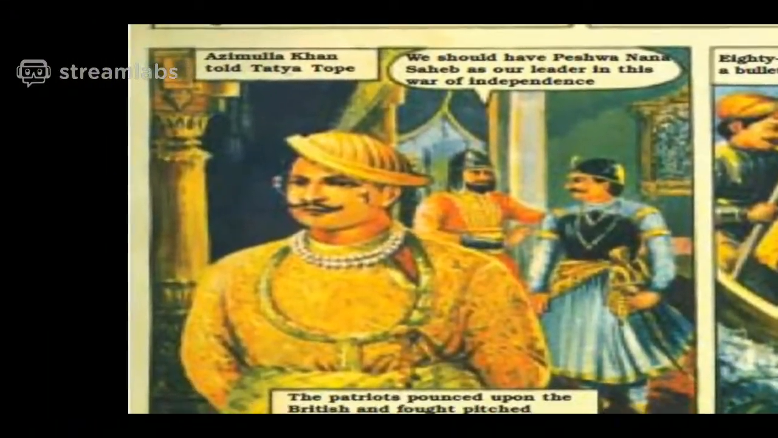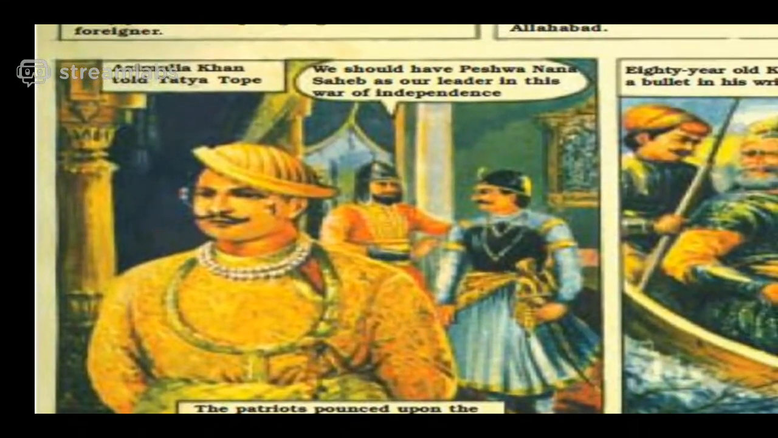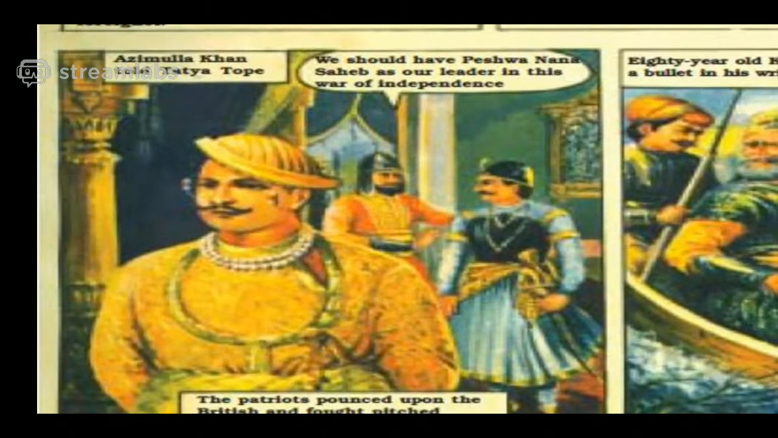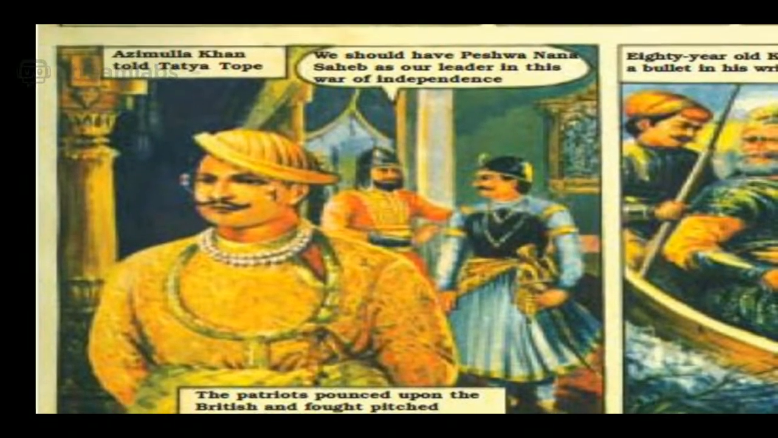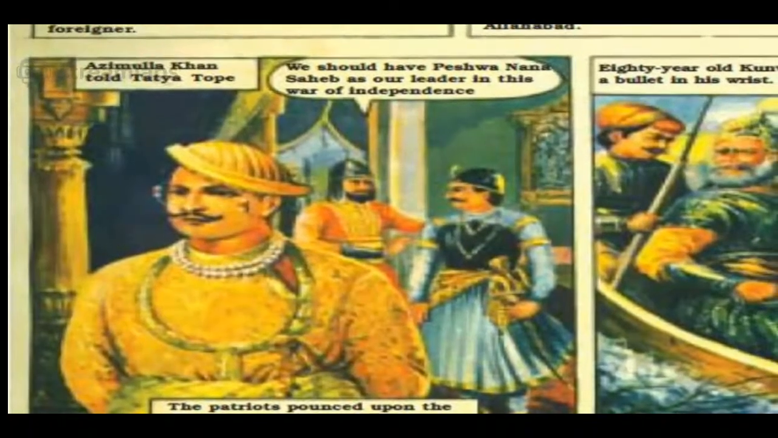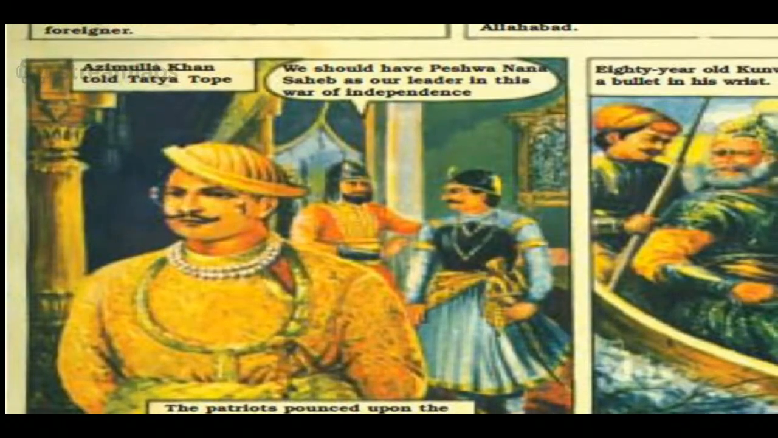And then here below you can see Azimullah Khan told Tatya Tope, "We should have Peshwa Nana Sahib as a leader in this war of independence." The patriots pounced upon the British and fought pitched battles all over North India. Here is another picture, 80-year-old Kanwar Singh of Bihar, who received a bullet in the wrist. He also fought. "Mother Ganga, this is my last offering to you."